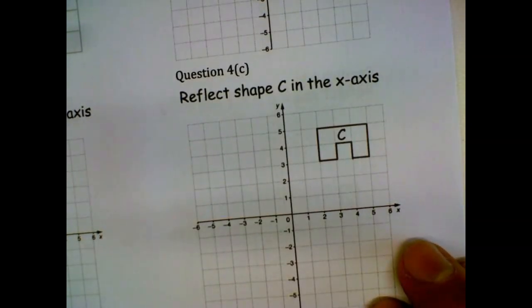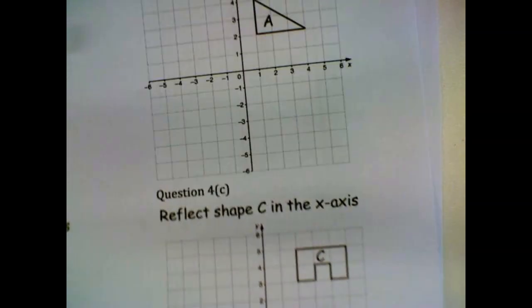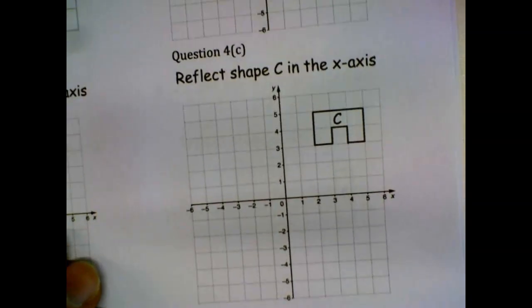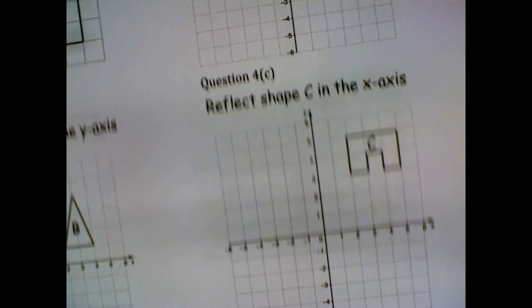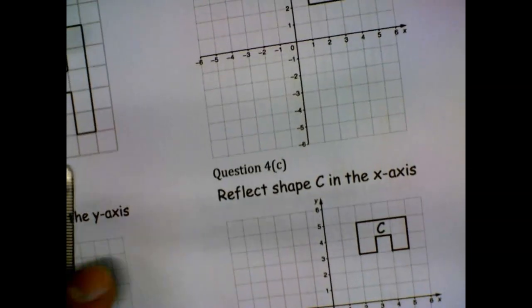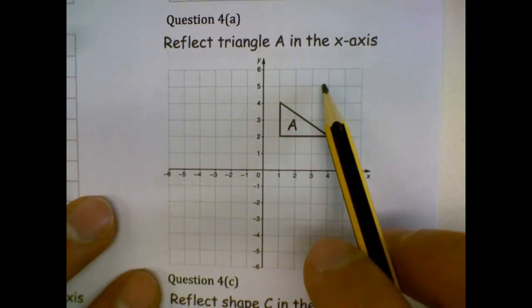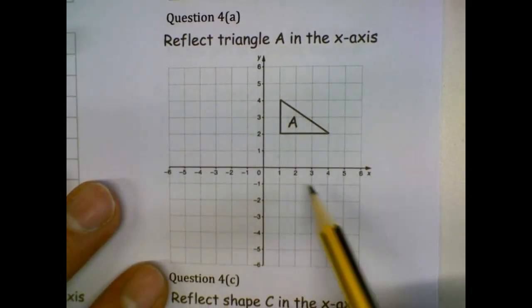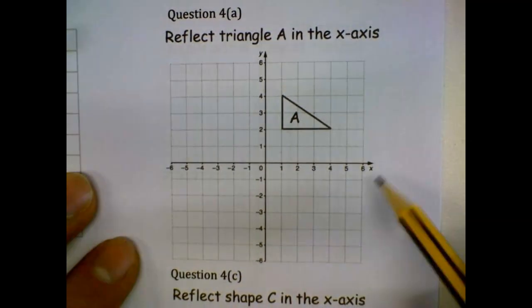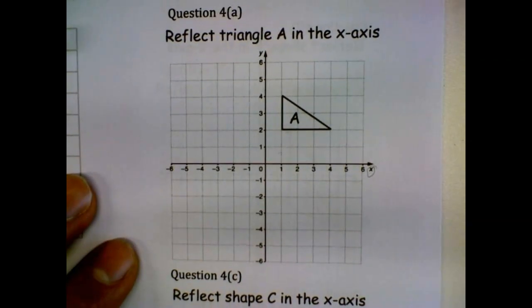Now let's look at what happens when we have to describe these. First we'll have a look on an axis, and then we'll look at describing them. So if we look here, we've got this question on an axis. Reflect triangle A in the x-axis. So the x-axis is the one that goes across. It's normally labelled with an x as well to help us.